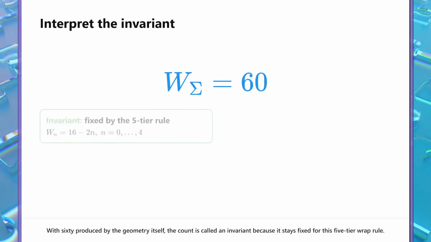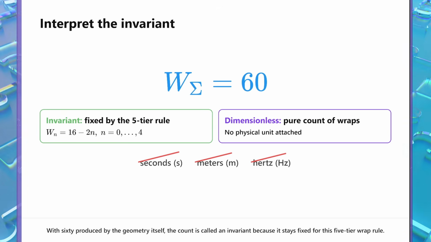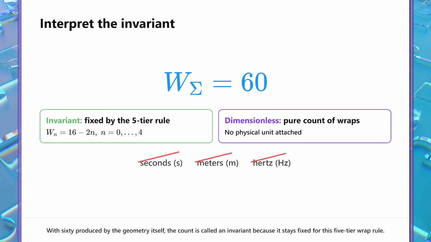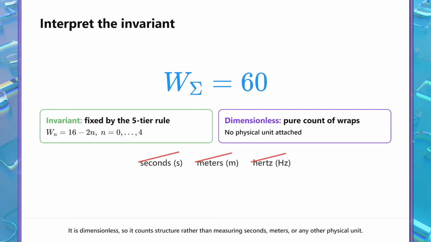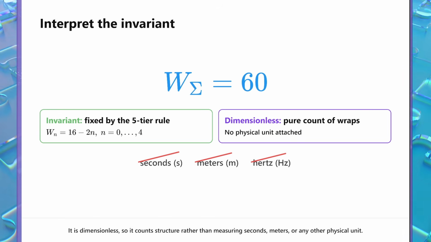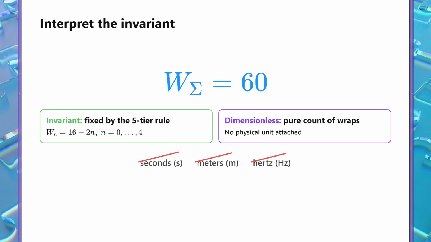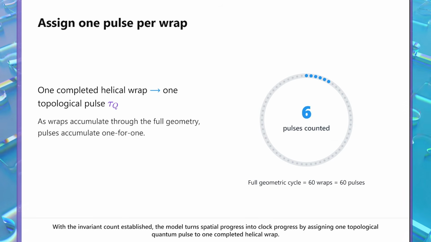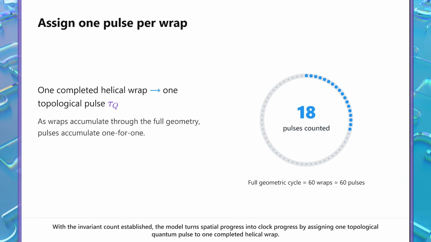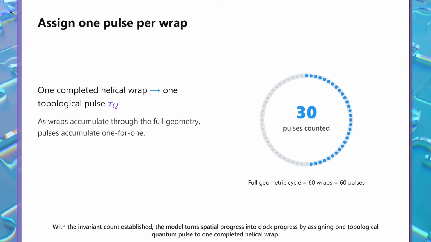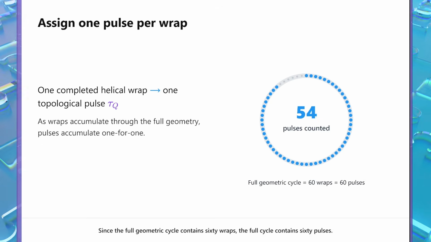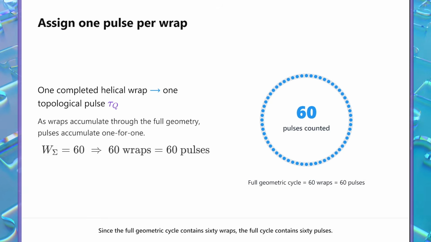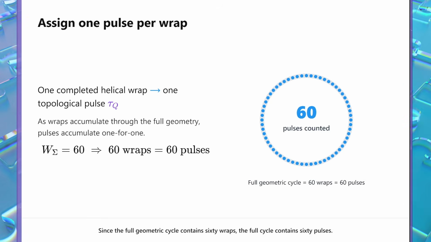With 60 produced by the geometry itself, the count is called an invariant because it stays fixed for this 5-tier wrap rule. It is dimensionless, so it counts structure rather than measuring seconds, meters, or any other physical unit. With the invariant count established, the model turns spatial progress into clock progress by assigning one topological quantum pulse to one completed helical wrap. Since the full geometric cycle contains 60 wraps, the full cycle contains 60 pulses.